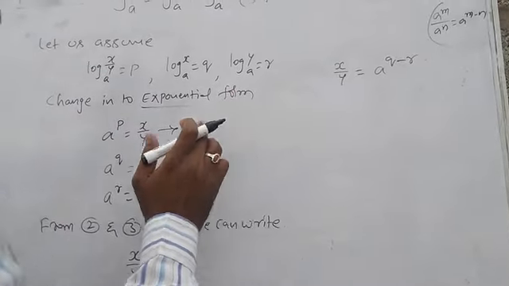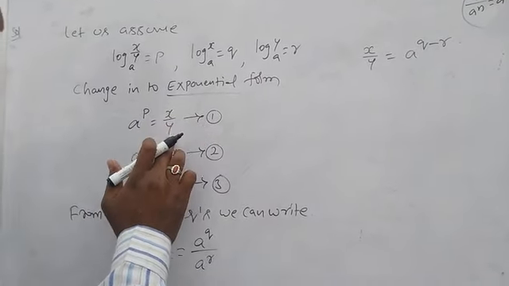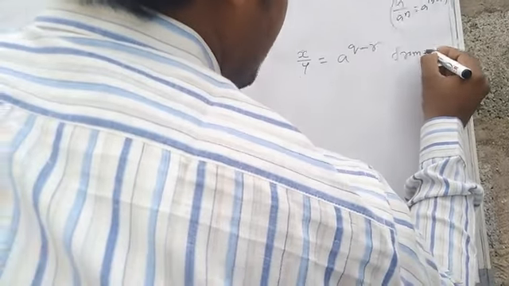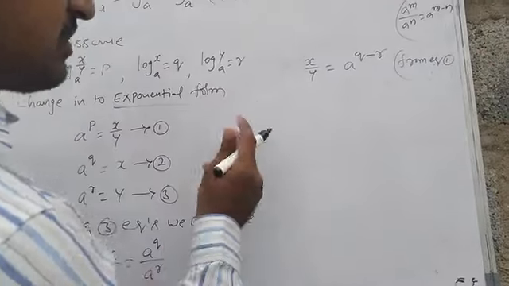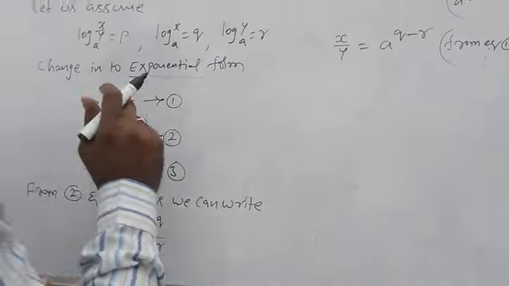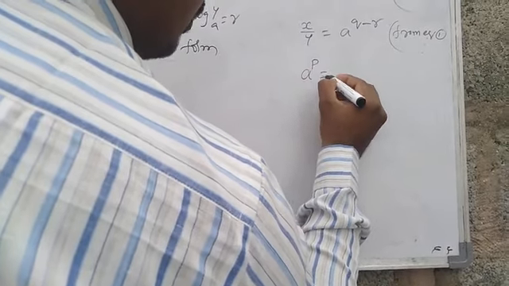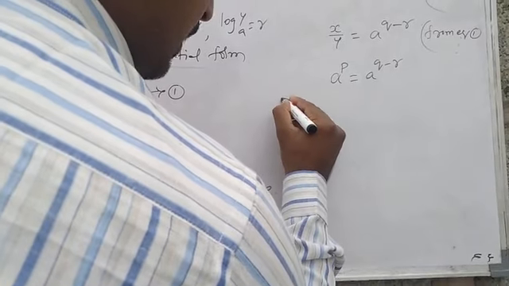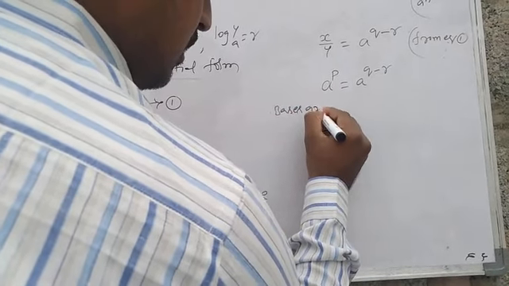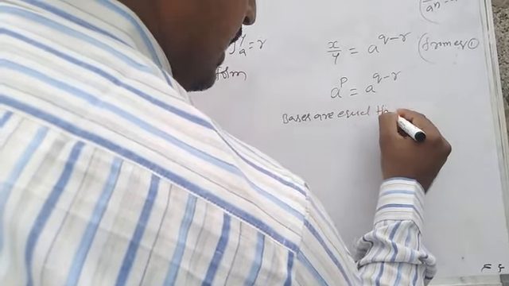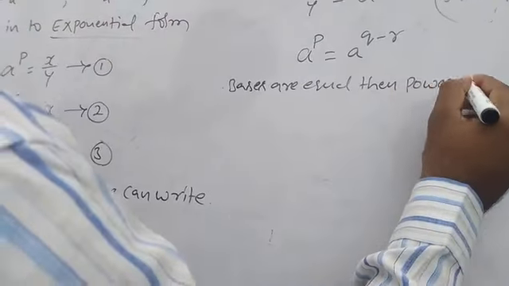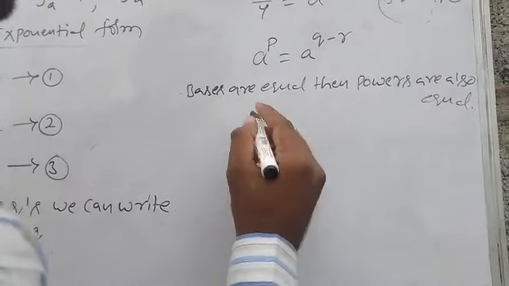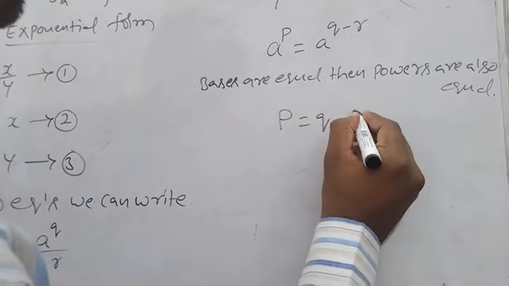X by y, from equation 1 you can write x by y value as a to the power of p. A to the power of p is equal to a to the power of q minus r. Here if you observe bases are equal, then powers are also equal. So we write p is equal to q minus r.